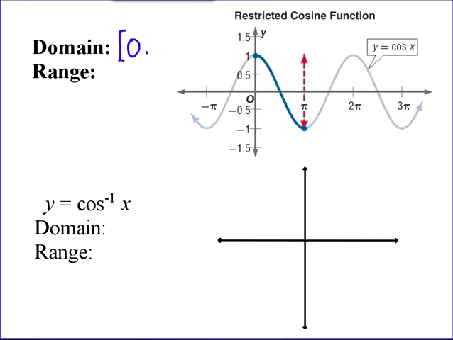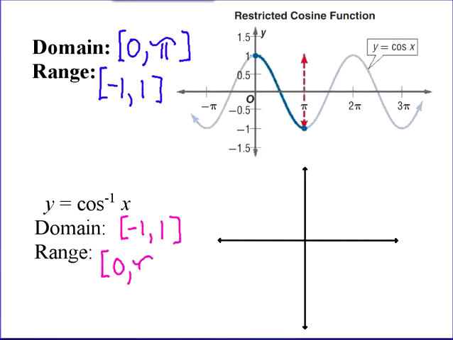0 to pi. What's the range? Negative 1 to 1. So once again, when I graph the inverse, those flip. So my domain will be from negative 1 to 1. What's my range going to be from? 0 to pi. Once again, you need to file 0 to pi away to memory, and we're going to come back and revisit that later.